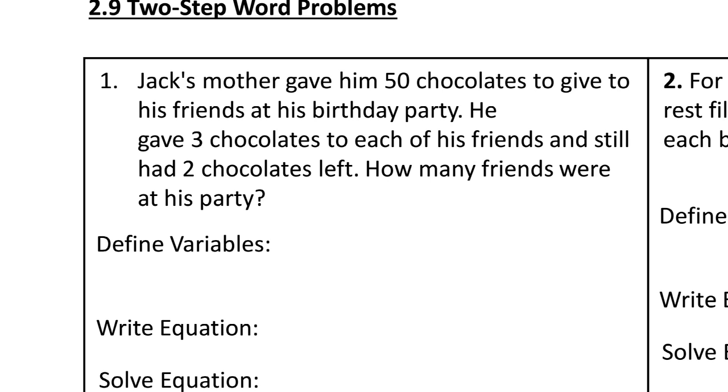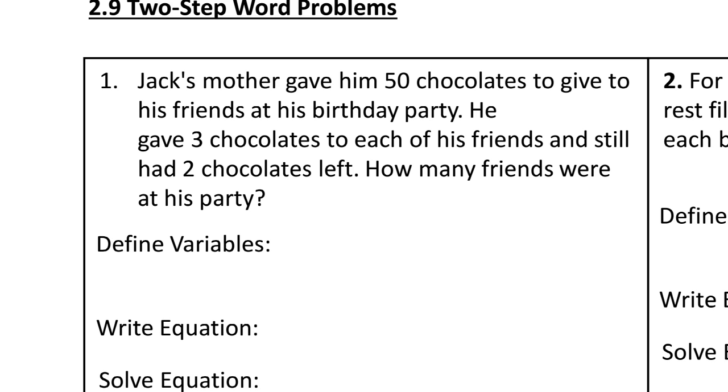All right, so we're working on two-step word problems right now. So it works the same way as one step where we have to define our variables, write our equation, solve our equation, and label our final answer. So the first thing we want to do is define our variables. So remember that comes from the question.